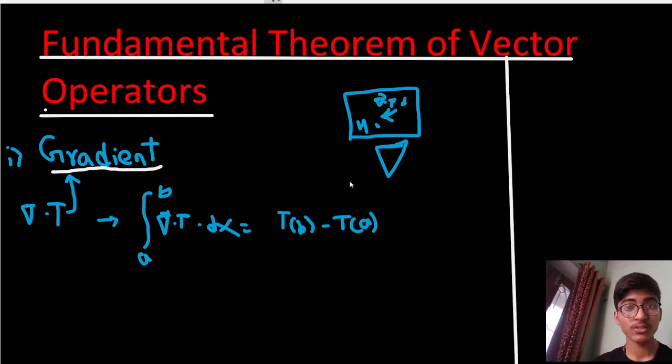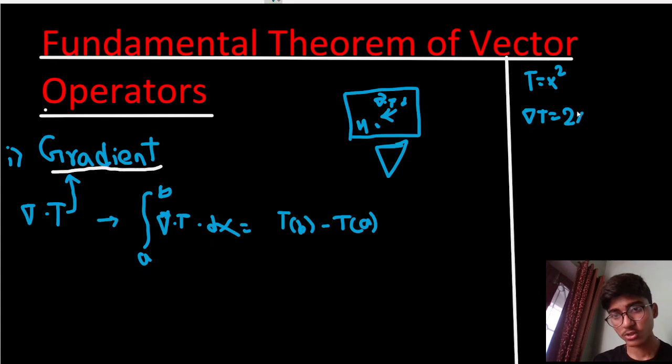Let's take an example, because an example can clear this concept in a very good way. Suppose the temperature depends on the x-axis, T equals x squared. When you take the gradient of this temperature, it will become 2x. If you're not familiar with this, check my video on the gradient. Now 2x is there. Suppose I want the integral from, let's say, point 0 to 2. I want the integral of the gradient of T dx from 0 to 2.